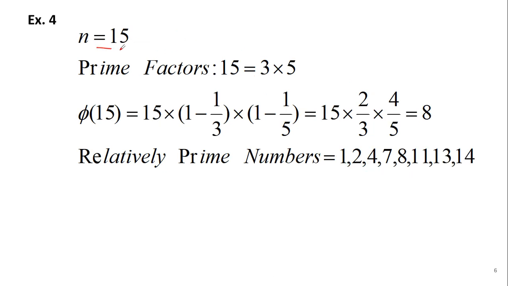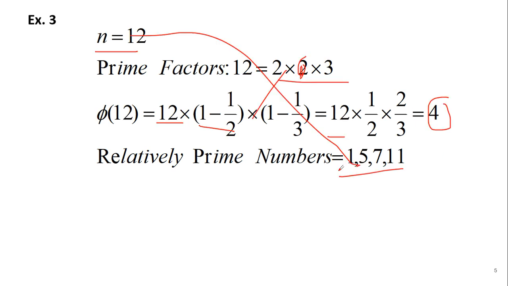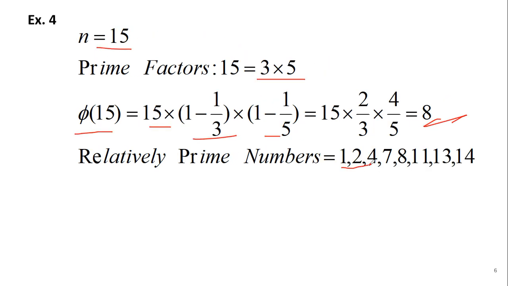Next, n equal to 15. The prime factors of 15 are 3 times 5. Then phi of 15 is equal to the original number times (1 minus 1/3) times (1 minus 1/5). So the total is 8. The relatively prime numbers with respect to 15 are 1, 2, 4, 7, 8, 11, 13 and 14.